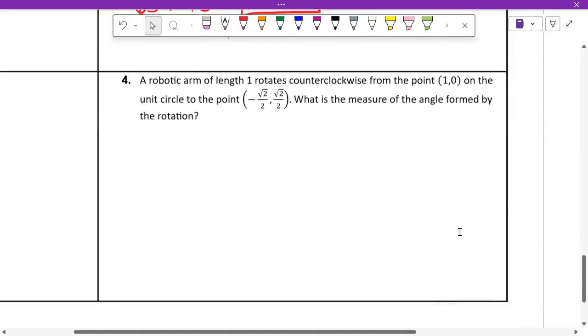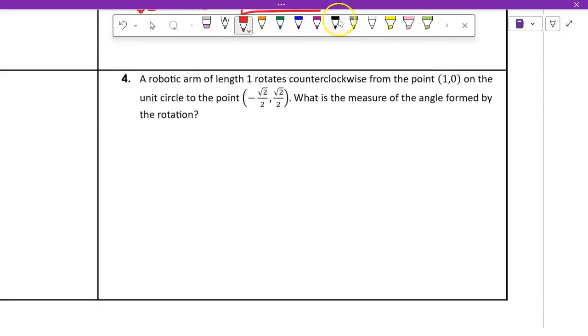Okay, last problem here. I know it looks complicated, but it really actually isn't. A robotic arm of length 1 rotates counterclockwise from the point 1, 0 on the unit circle to the point negative root 2 over 2, root 2 over 2. What is the measure of the angle formed by the rotation?